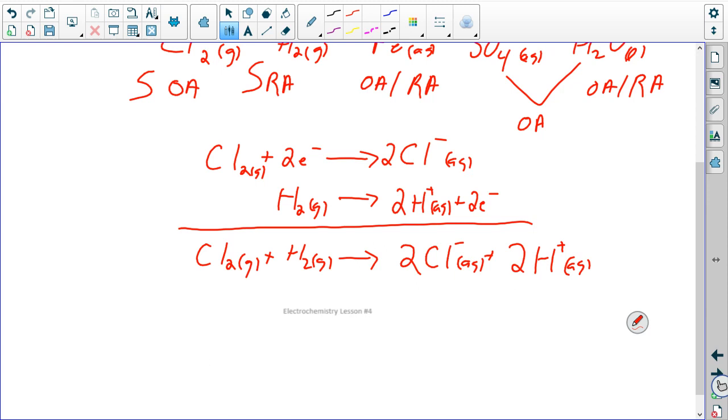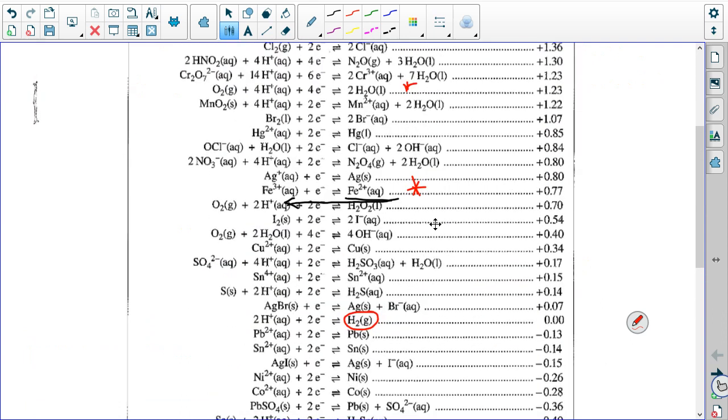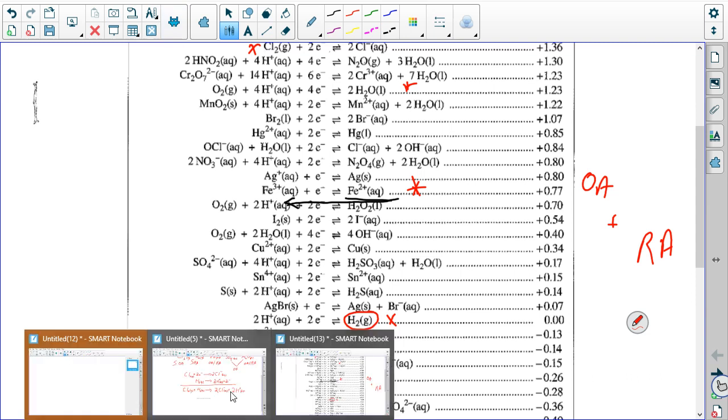I'll come right back to this. And again, because my OA is up here and my RA is down here, the OA falls above the RA on our table. Therefore, this reaction will happen spontaneously.